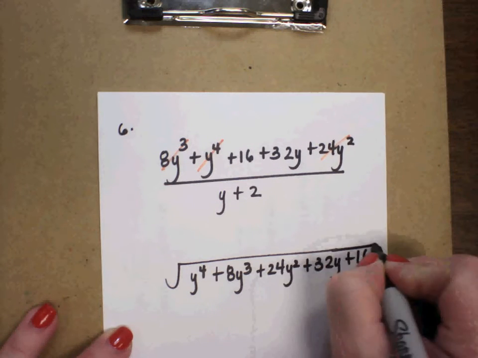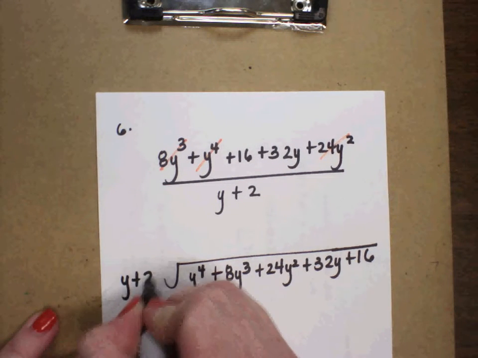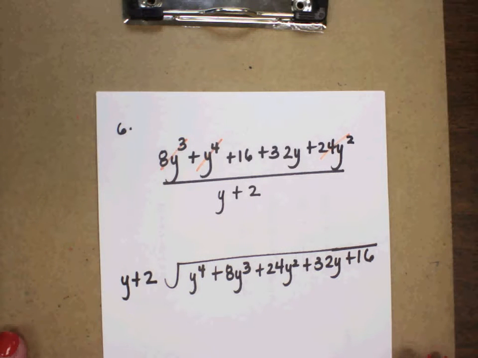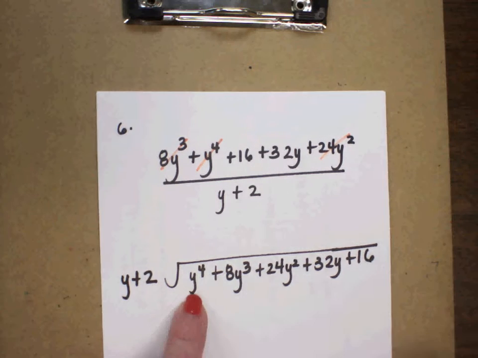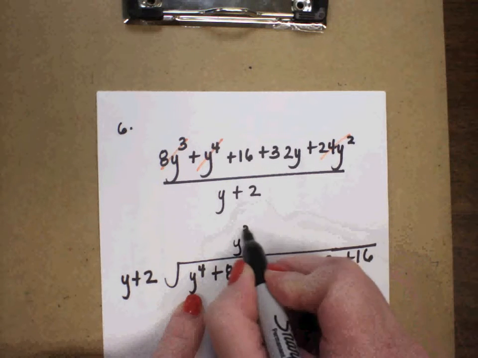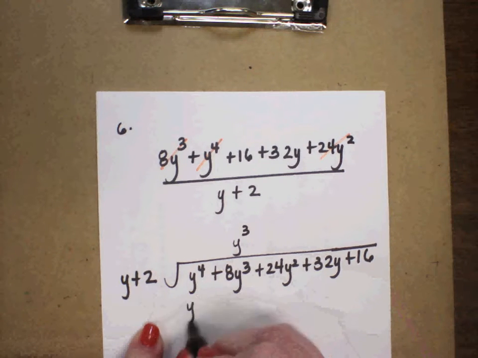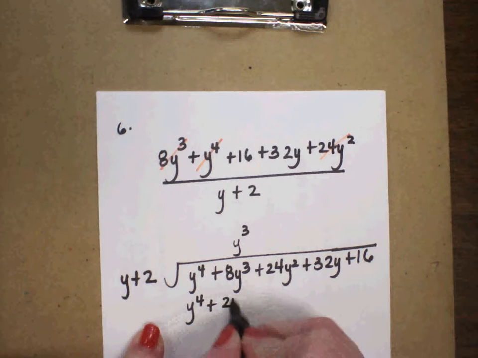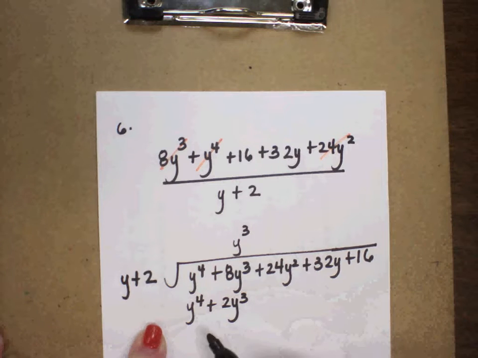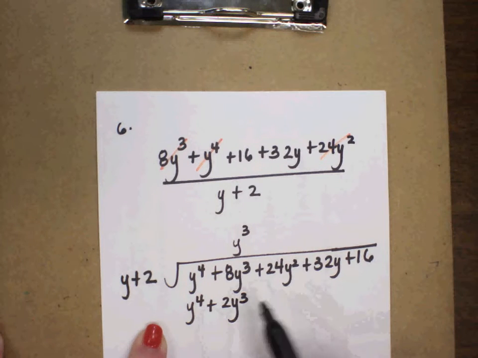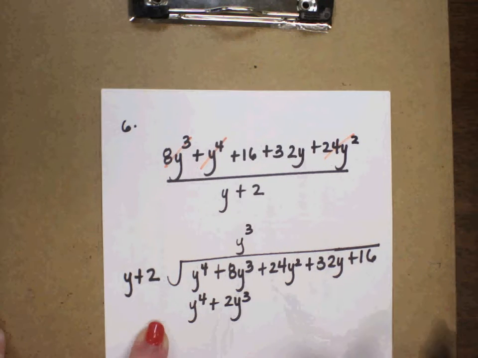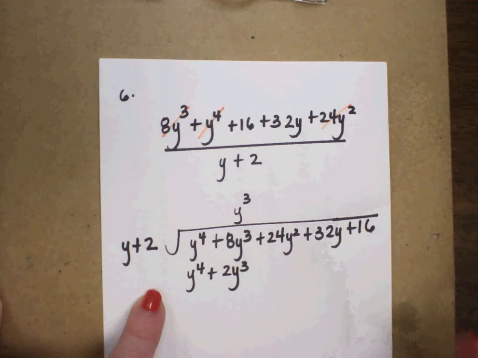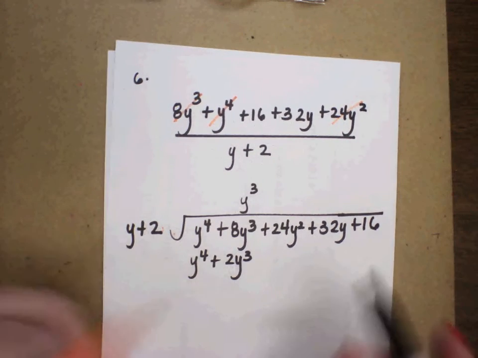All right, so to eliminate that y4, I need to multiply by y3. So that will be y to the fourth power plus 2y to the third power, correct? All right, what do I do now? I'm going to subtract. Very good, Tom. That means I'm going to switch the signs. Very good.